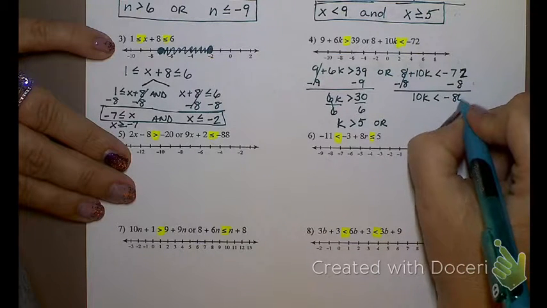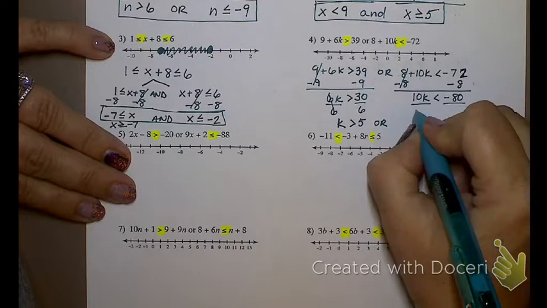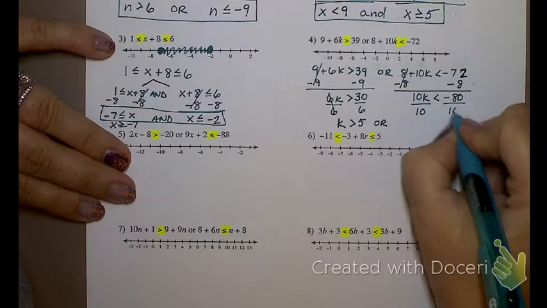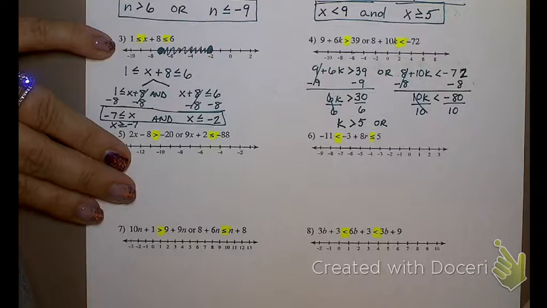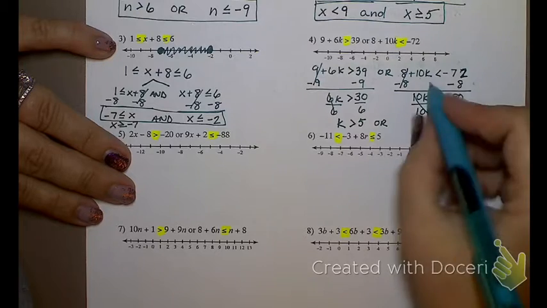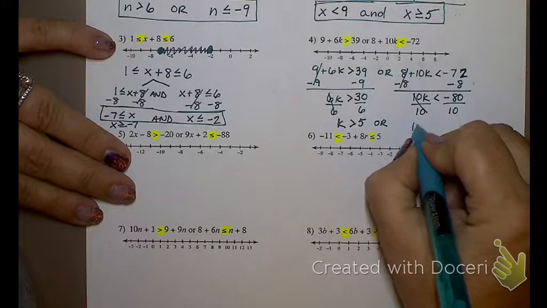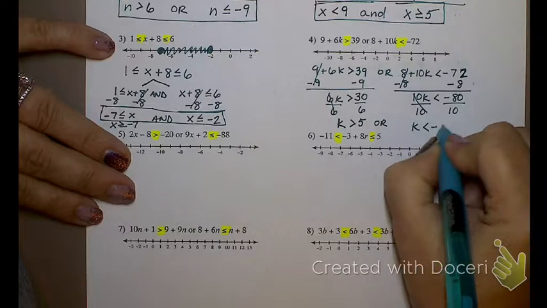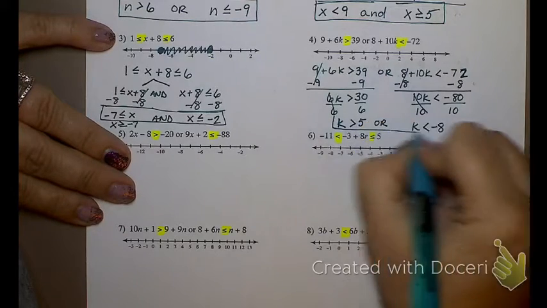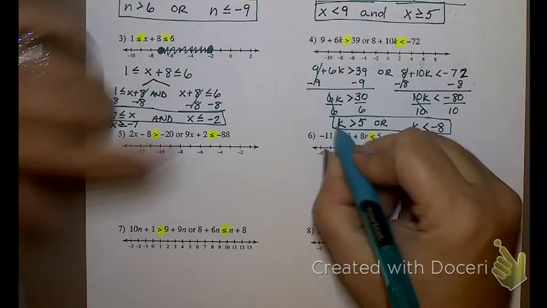Negative 80. Divide by what? 10. Do I flip my sign? Am I dividing by a negative? Nope, I'm dividing by positive 10. So k is less than negative 8. So k is greater than 5.